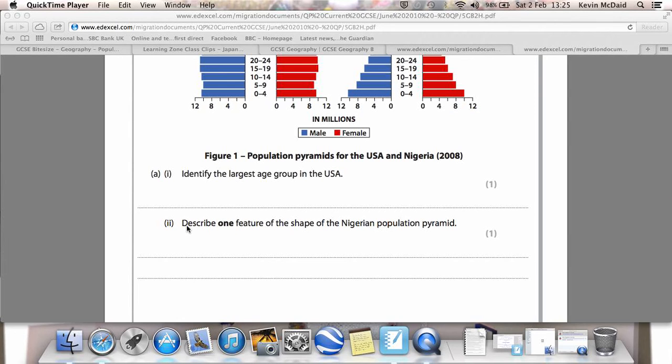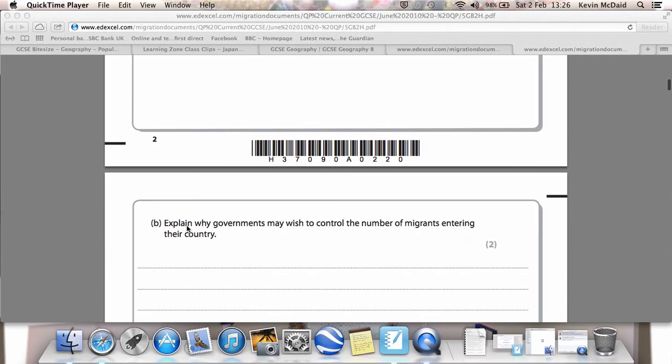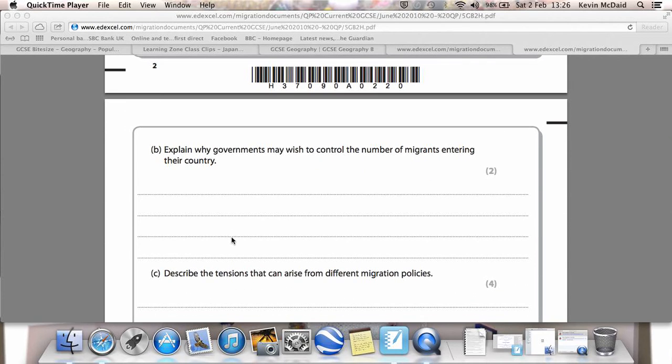Describe. Simple. Okay? Right, if we go on to the next page, now we're starting to pick up a few more marks. Explain why governments may wish to control the number of migrants entering a country. So this is not about birth rates or death rates. This is about migration. So you need to read the question carefully. Where it says, explain why governments may wish to control, first thing that's going to pop into a lot of your heads is China, one-child policy, control, control, control.